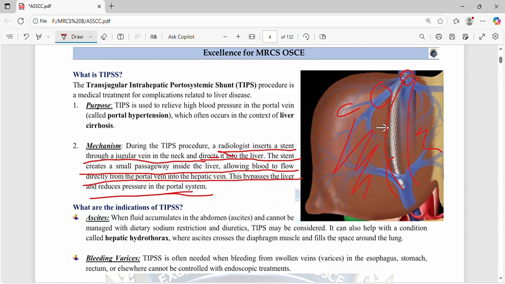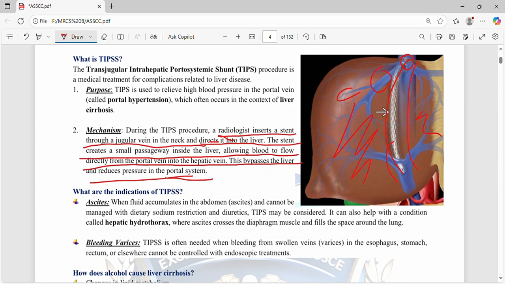So what are the indications for TIPS? When there is ascites and recurrent bleeding, and you buy time for going for transplant. When fluid accumulates in the abdomen and cannot be managed with dietary sodium restriction and diuretics, TIPS may be considered. It can also help with a condition called hepatic hydrothorax, where ascites crosses the diaphragm and fills the space around the lung, a pleural effusion.